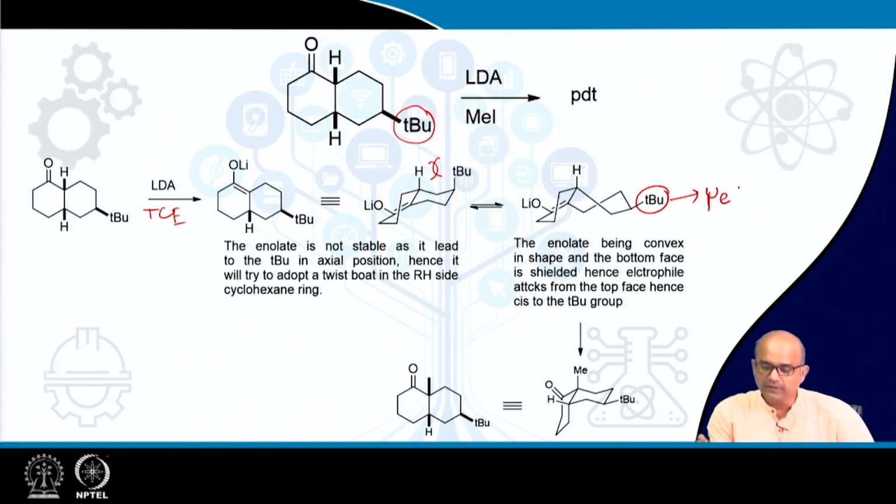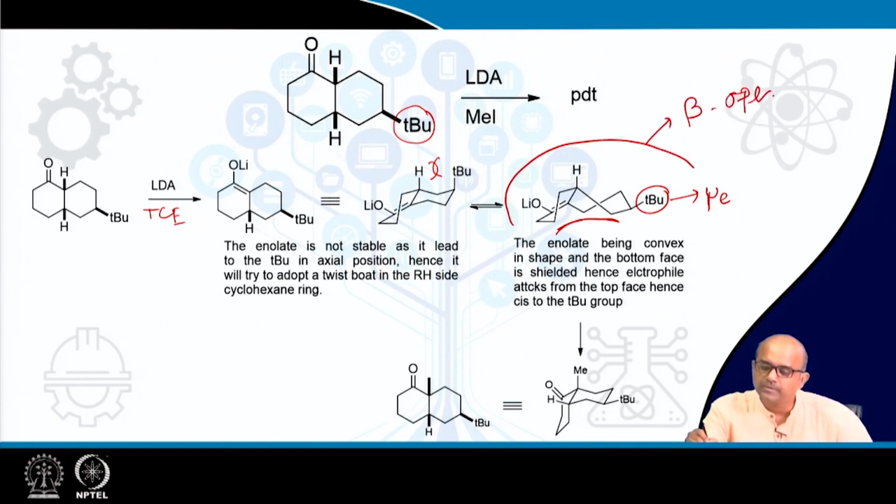Okay. Now, see, if you try to draw in this way, the enolate is kind of convex. Convex means now see the bottom face seems to be much more squeezed. Okay. The top face is much more open, the top face or the beta face is open now. So, if the beta face is open, the methyl iodide can attack from the beta. So, now you see tert-butyl and methyl will be cis to each other.